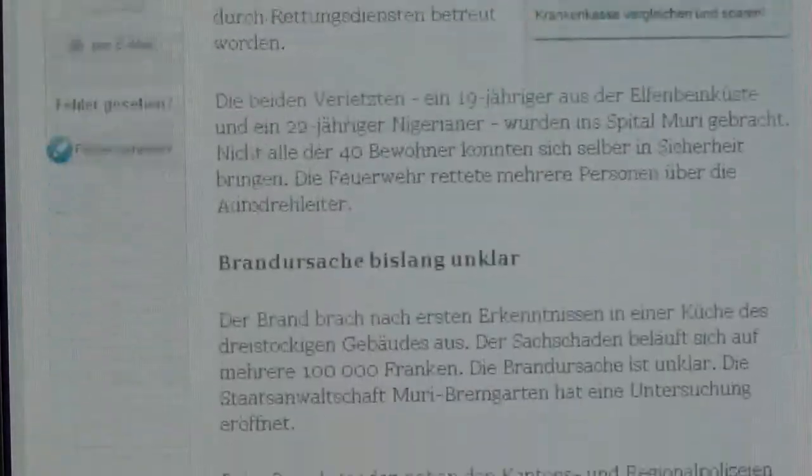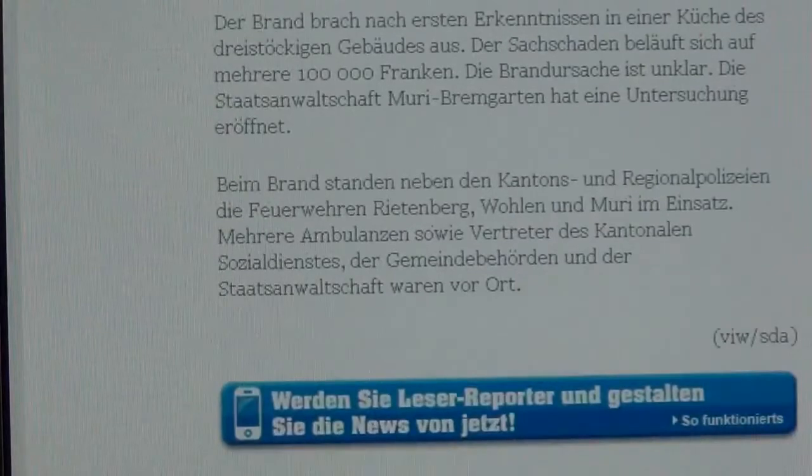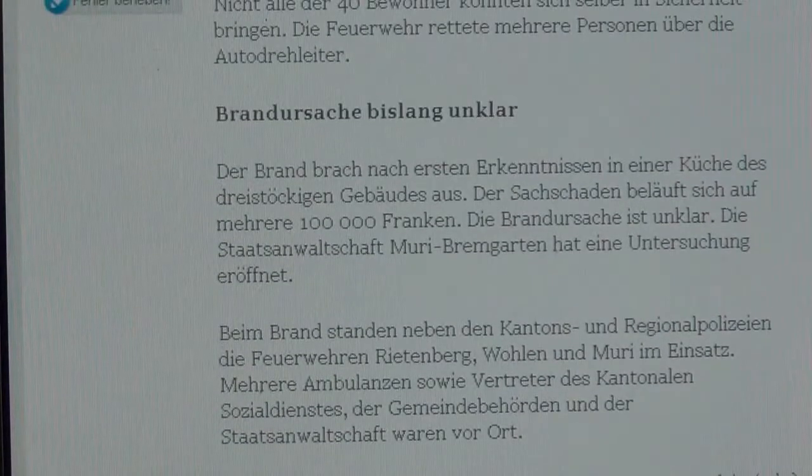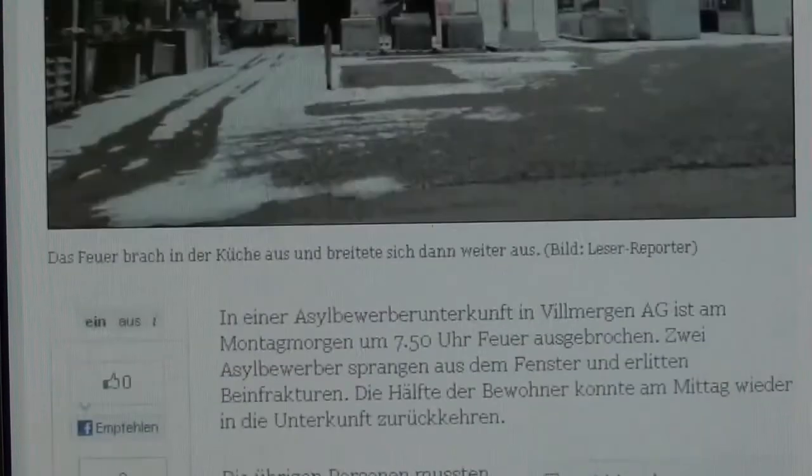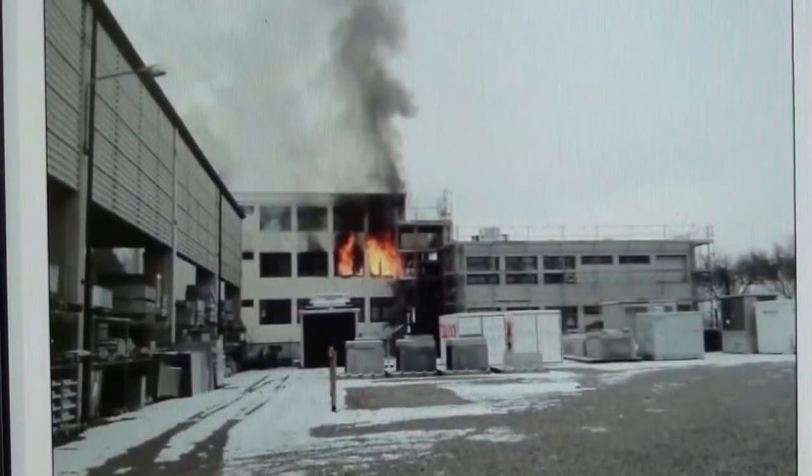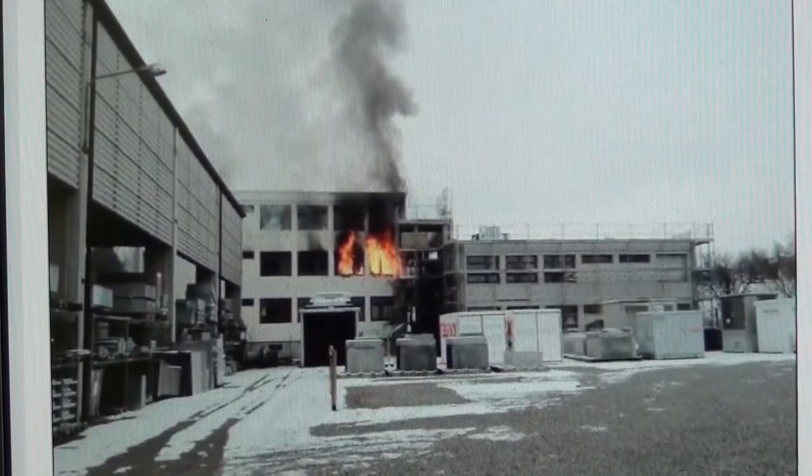Well, this is Switzerland, and they all work together. The police, the arsonists, the Nazis, the jurisdictional authorities, the politicians. They all work nicely together in Switzerland. Oh boy, they like burning down things, you know.